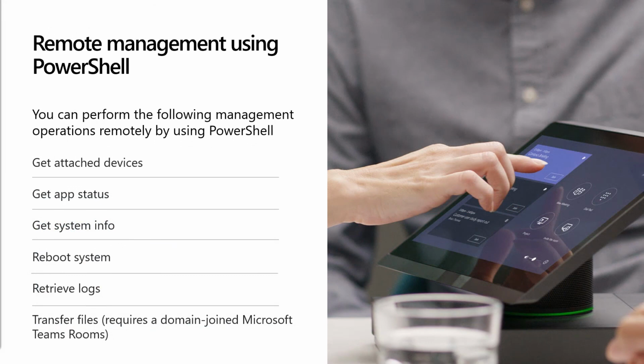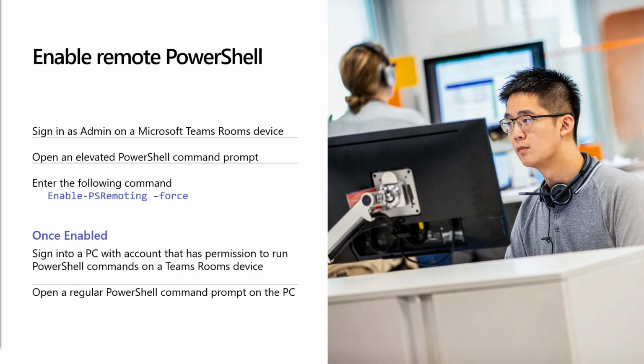Now within Teams Rooms, there isn't much you can do with PowerShell, as the Teams Rooms app does not provide an interface into PowerShell. However, you can do things like get the attached devices, get the app status, retrieve logs, and things like that using PowerShell. If you want to use PowerShell with Teams Rooms, you'll have to enable remote PowerShell. And so here we have the PowerShell command Enable-PSRemoting -Force. And once it's been enabled, you can then run commands against your Teams Rooms.